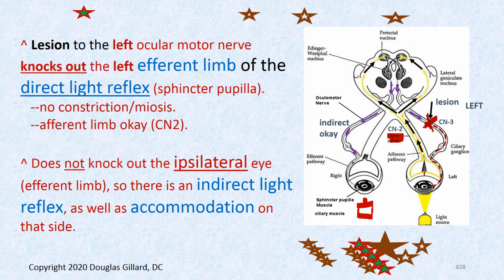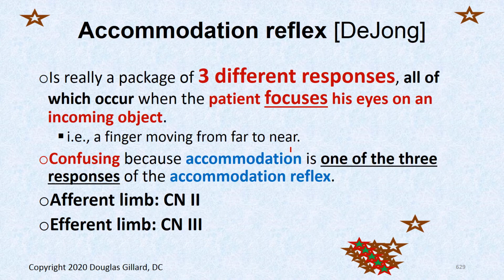The problem now is going to be with the contralateral eye. There'll be no direct light reflex. There'll be no accommodation over here. Right? Everything that cranial nerve 3 operates. Might even be a little ptosis going on, depending how bad the lesion is. All right, so see how that works? You got to understand that. So play that back. Make sure you understand that.